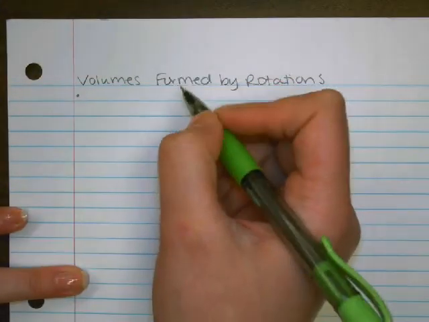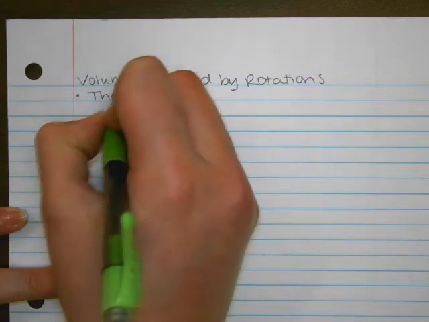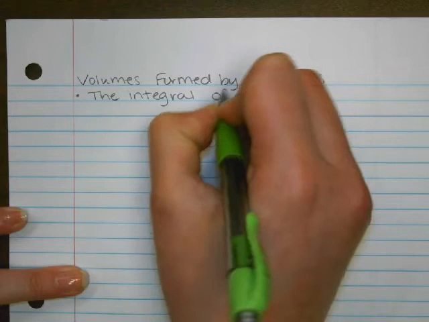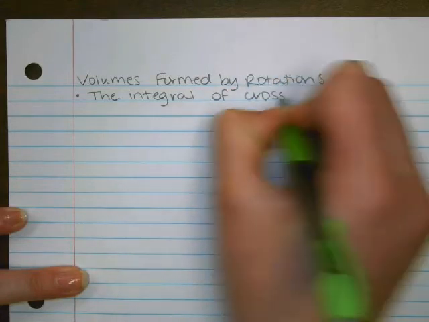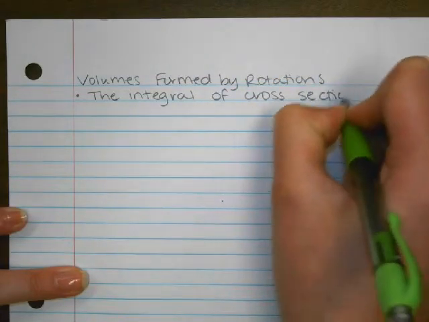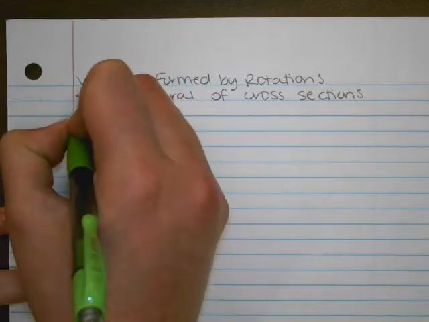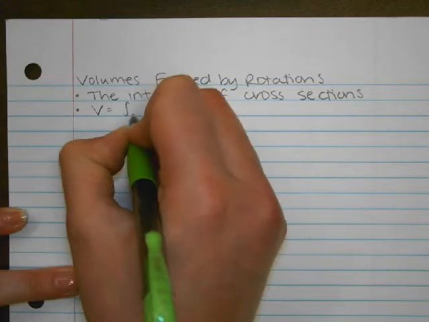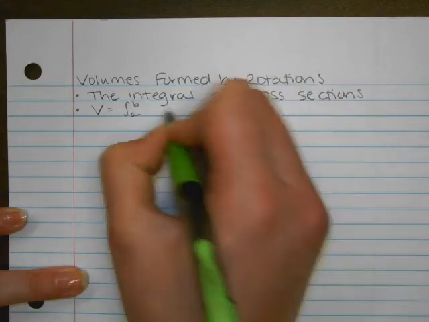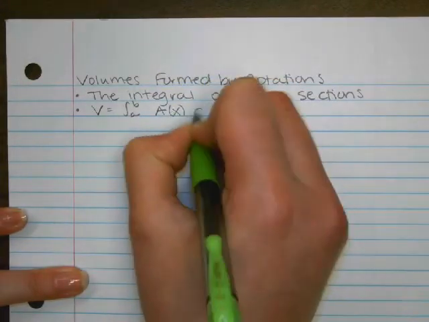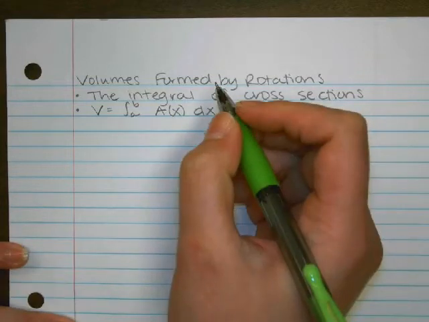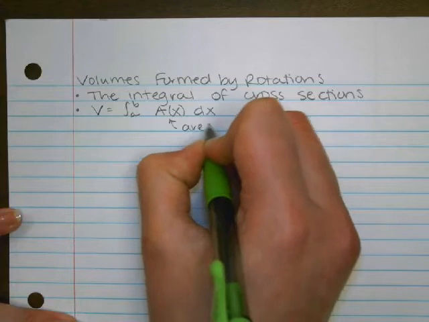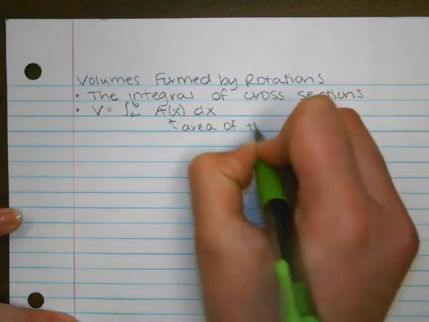So we're going to say the integral of cross sections. That will make more sense in a little bit. And the formula for volume is that volume is the integral from a to b of A(x) dx, where A(x) is the area of the cross section.